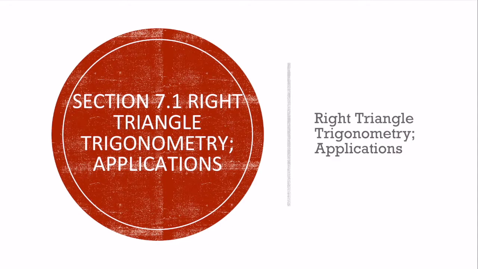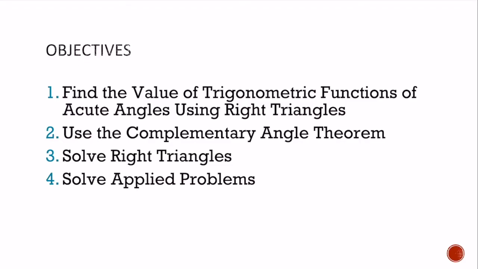Section 7.1 is going to cover right triangle trigonometry and its applications. So there are 4 objectives for this section. First being to find the values of trigonometric functions of acute angles using right triangles. Then we're going to use the complementary angle theorem, solve right triangles, and solve applied problems.